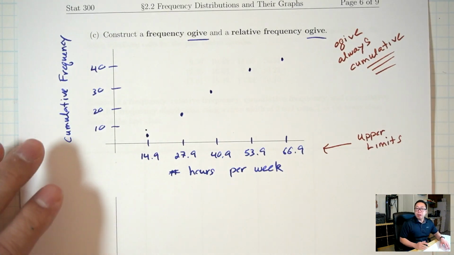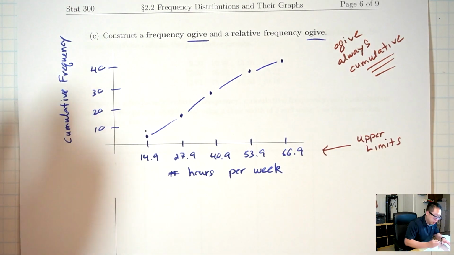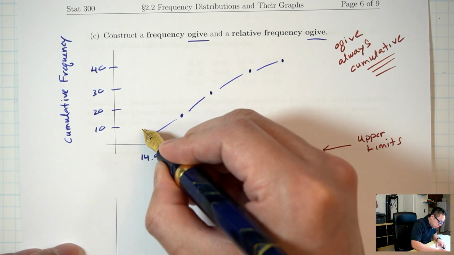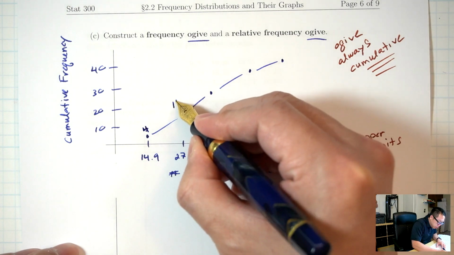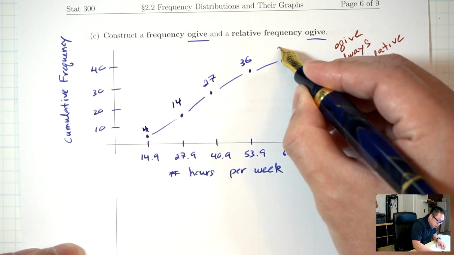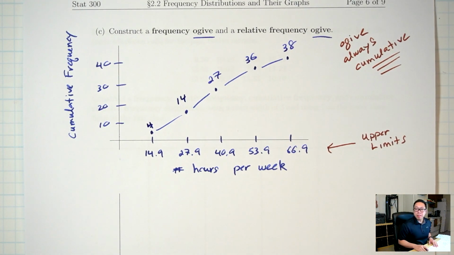And then connect these dots with lines. And then I'm going to label the dots with the heights. So these are the cumulative frequencies. So it's 4, 14, 27, 36, and 38. And that's a cumulative, or that's a frequency ogive.